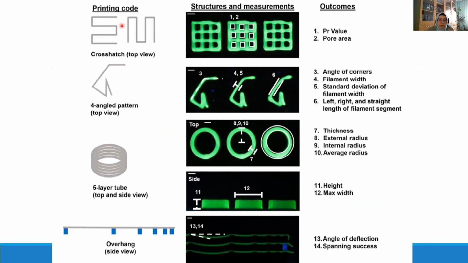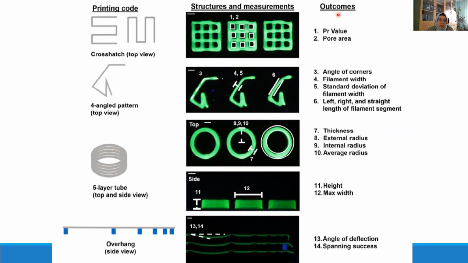Crosshatch is printed like printing the letter M twice with 90 degrees. And the 4-angled pattern contains turns for different angles. For the 5-layer tube, 5 circles are stacked over and over by the bioprinter. For the overhang structure, a line of bioink is printed on a pillar. We give the top view of crosshatch, 4-angled pattern, 5-layer tube, and the side view of 5-layer tube and overhang structure.